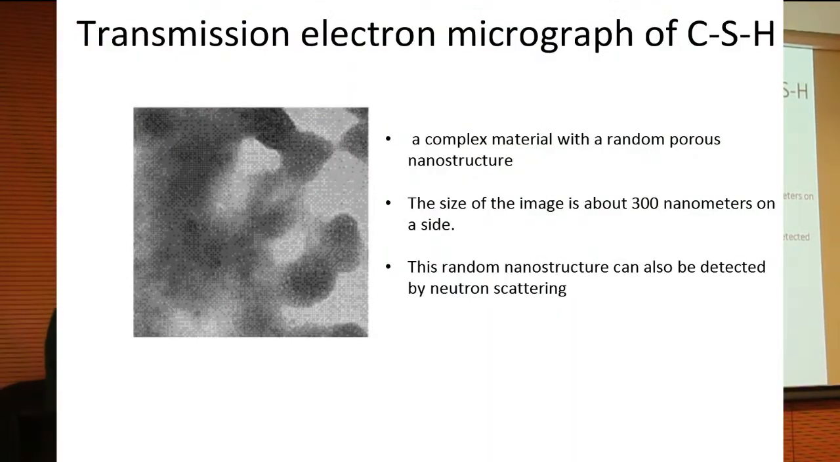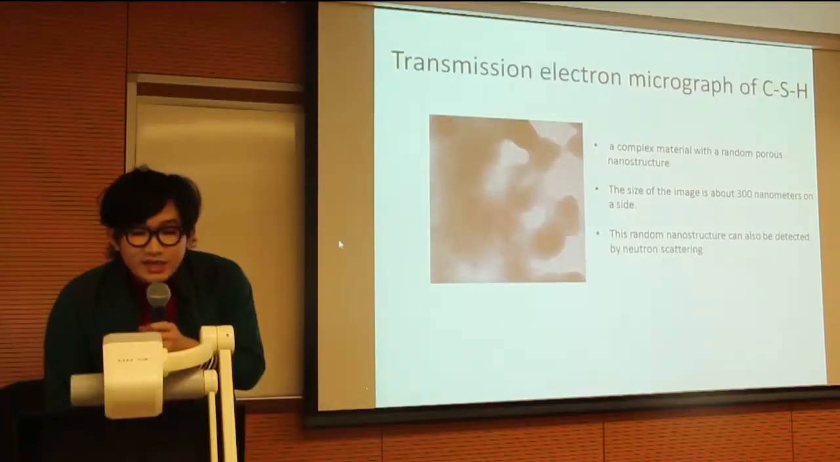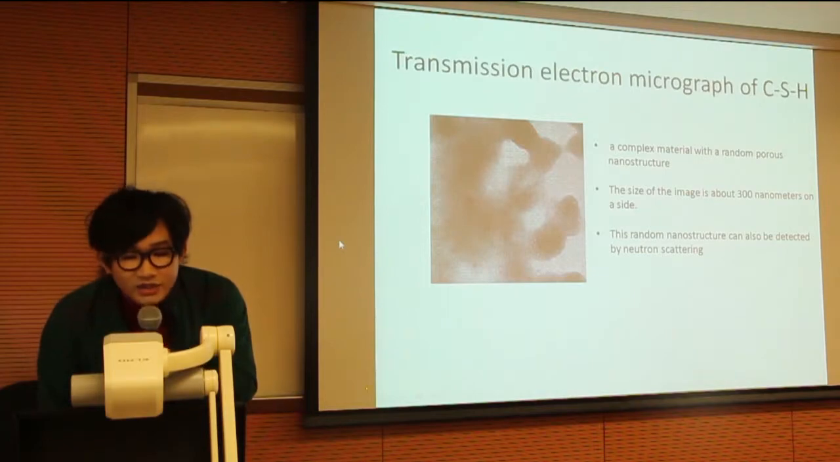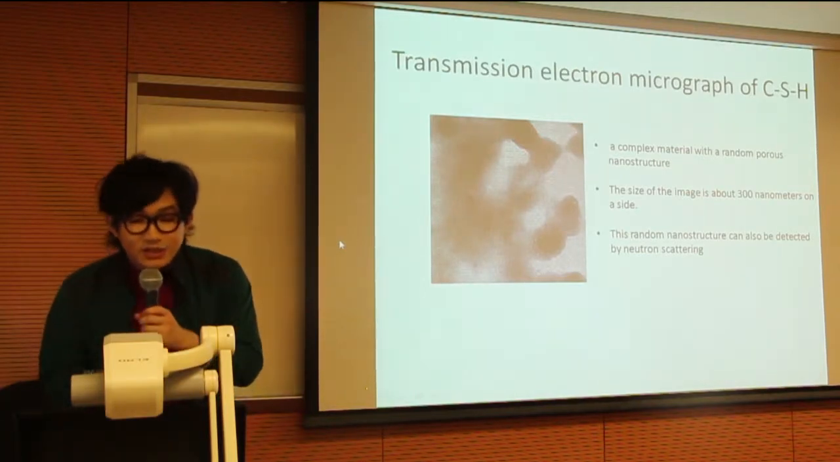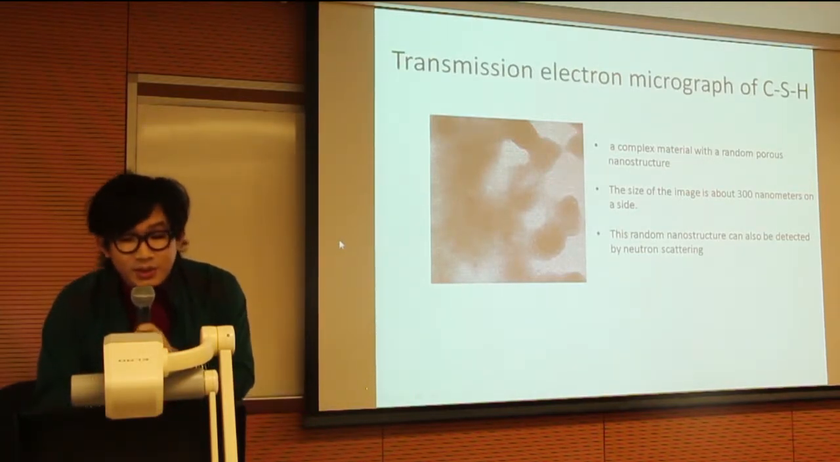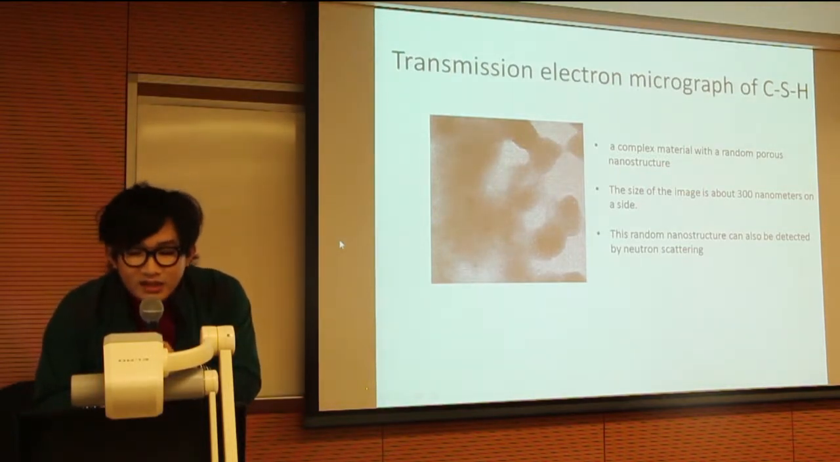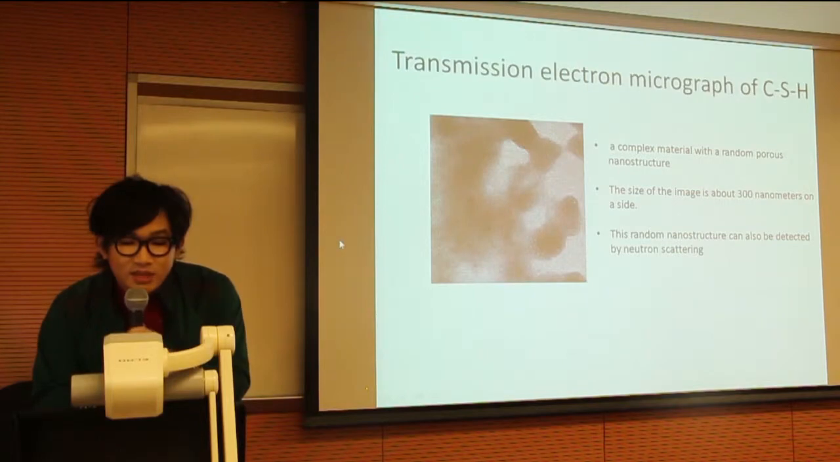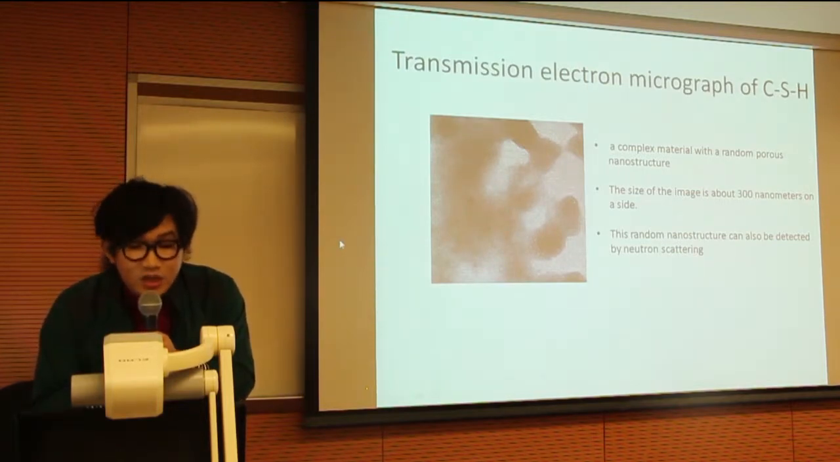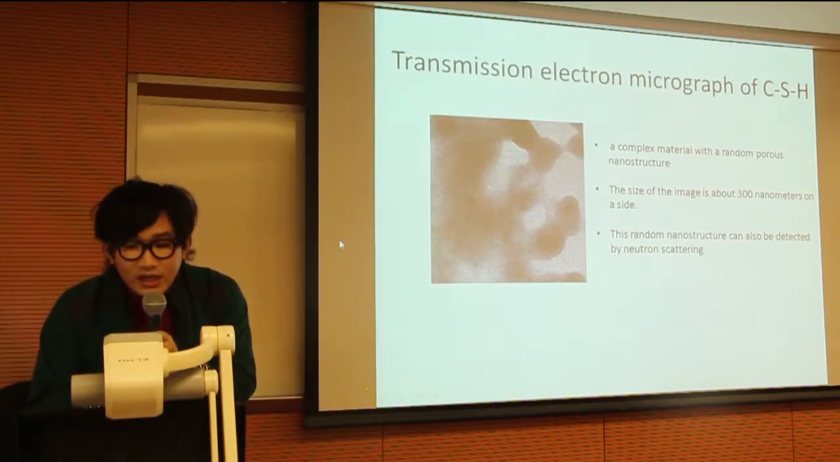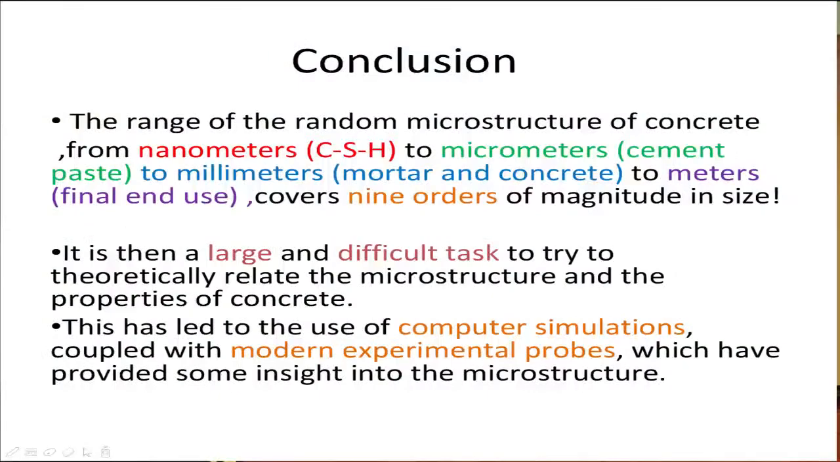Finally, the lower right image in the previous figures is a transmission electron micrograph of CSH, which is itself seen to be a complex material with a random porous nanostructure. The size of the image is about 300 nanometers on the side. This random nanostructure can also be detected by neutron scattering.